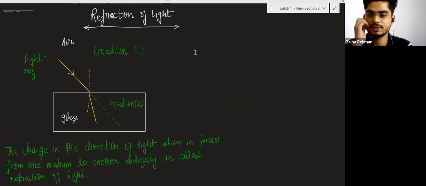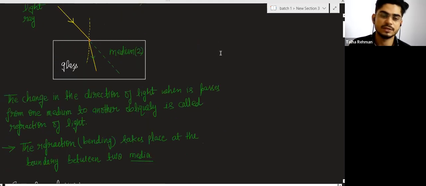So in this class, I have discussed the refraction of light. What is the refraction of light? Refraction of light is when a light ray is traveling from one medium to another. Suppose here is air, here is glass, and this light ray is traveling from this air to the glass. So this light ray is bending like this, and this bending of light is known as the refraction of light.